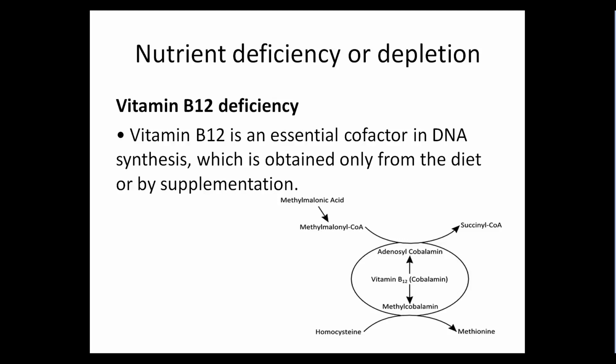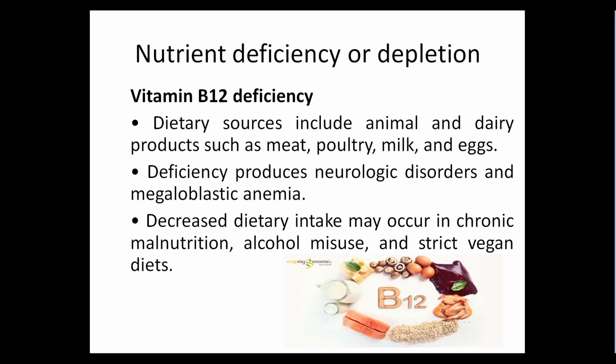Vitamin B12 deficiency. Vitamin B12 is an essential cofactor in DNA synthesis, which is obtained only from the diet or by supplementation. Dietary sources include animal and dairy products such as meat, poultry, milk, and eggs. Deficiency produces neurologic disorders and megaloblastic anemia.